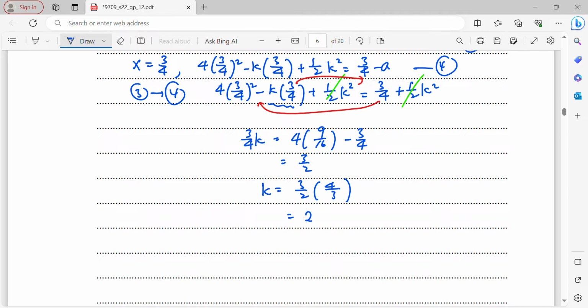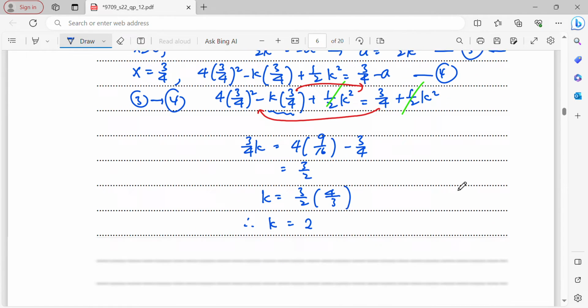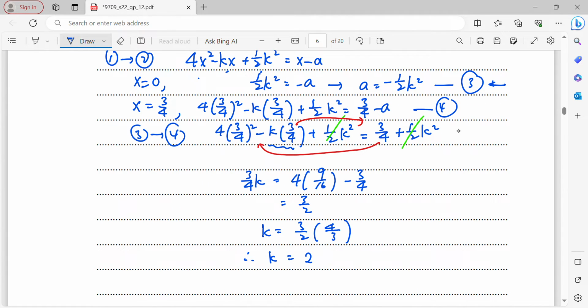Okay, so once you have found the k value, to get the a, very simple, substitute into the third equation. So your a is negative half k squared. So from third, a is negative half k squared. That means from here, you'll be getting negative 2. So with this, we have solved this question.